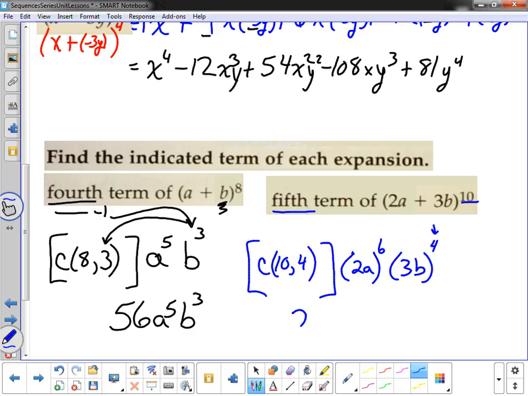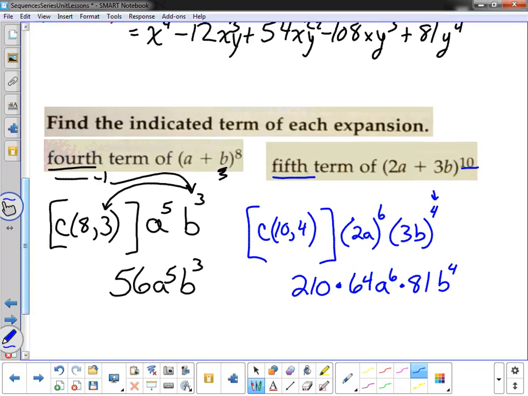I get 210 times. Well, now in here, I got to take the 2 to the 6th power. Well, I've already told you that was 64. And then I have an a to the 6th. And now I also have a 3 to the 4th power. 3 to the 4th power is 81. B to the 4th power. Now I want to multiply all my numbers. 210 times 64 times 81. And I get 1,088,640 a to the 6th, b to the 4th.